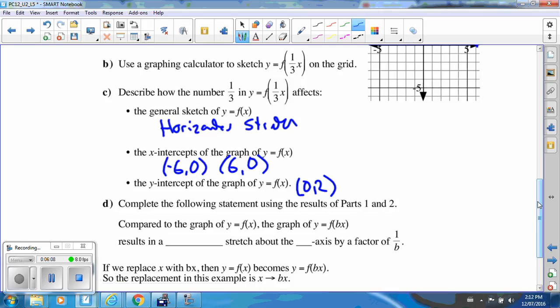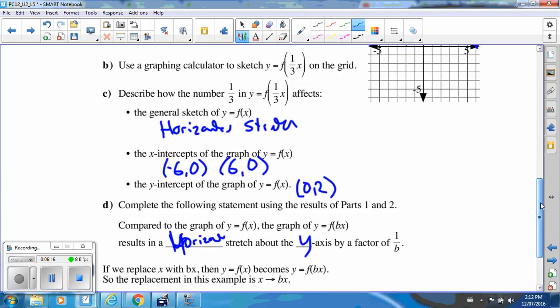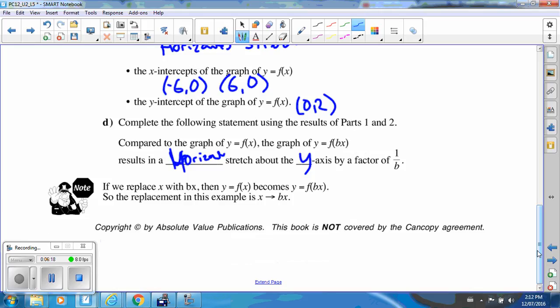And we call this a vertical stretch. No, sorry, horizontal stretch about the y-axis. And again, I prefer seeing it like this: x has been replaced by x over c. And then we can talk about this c as my stretch factor instead of a factor of 1 over b.